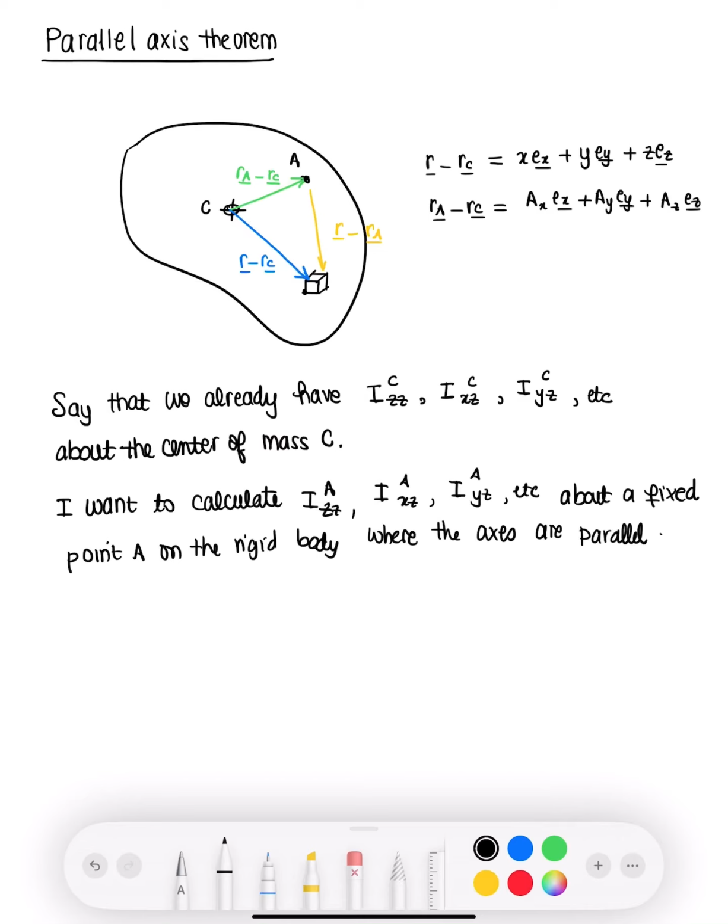Hello, in this video we want to discuss the parallel axis theorem. So this is our setup. We have a rigid body and its center of mass is C. We have point A on the rigid body, it's just a material point on the rigid body. And say that I know the components of the inertia, the moments of inertia and the products of inertia about C.